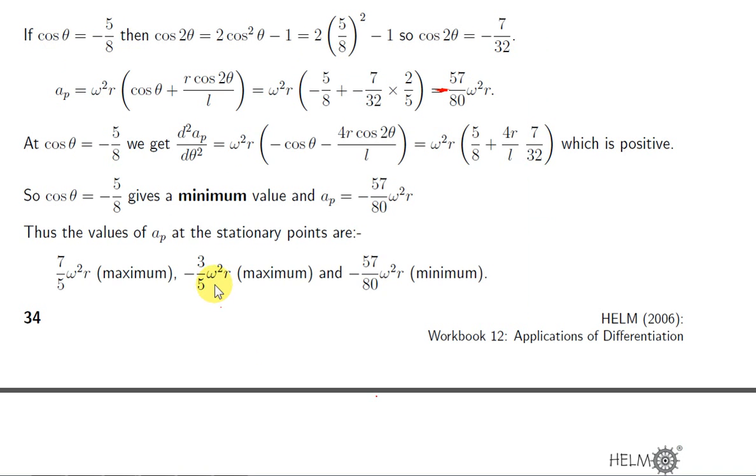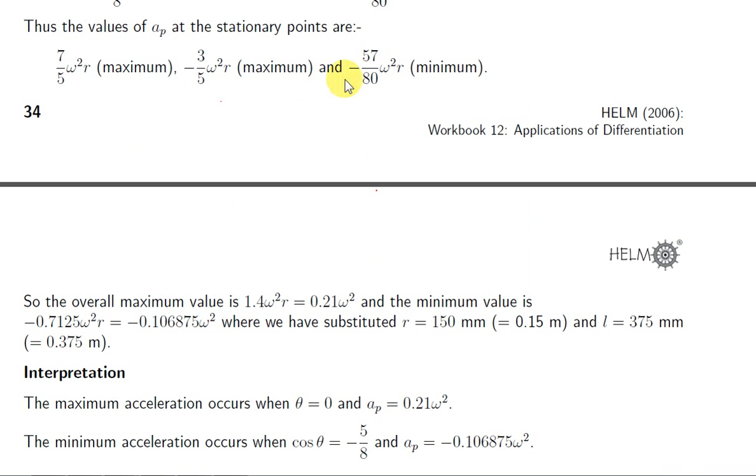Anyway, for those two values of theta, we get two negative accelerations. This acceleration here has a greater magnitude than this acceleration here. So this is the minimum. This is the greatest negative acceleration.